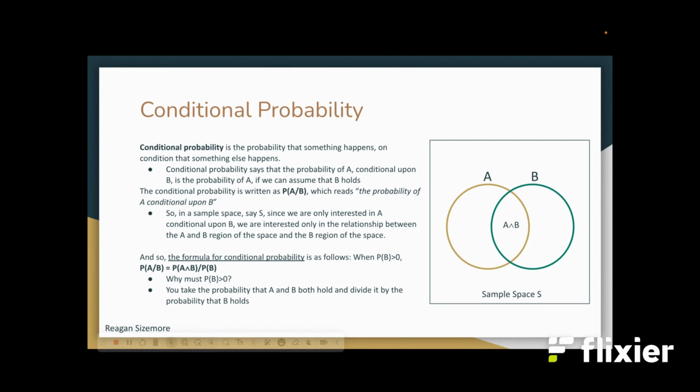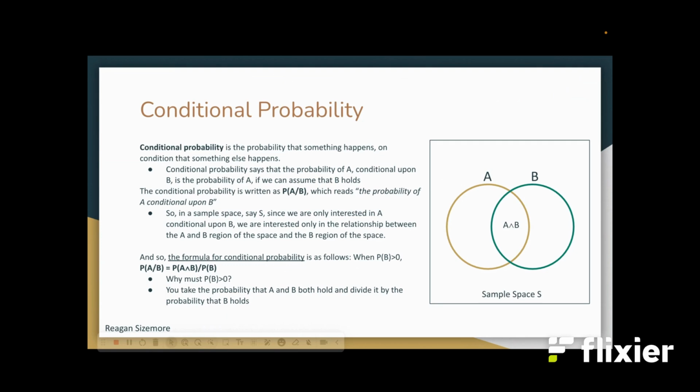If you look at the Venn diagram, you can see we have a sample space S with individual probabilities A and B. Since we are interested in A conditional upon B, we are only interested in the relationship between the A and B region of the space and the B region of the space.